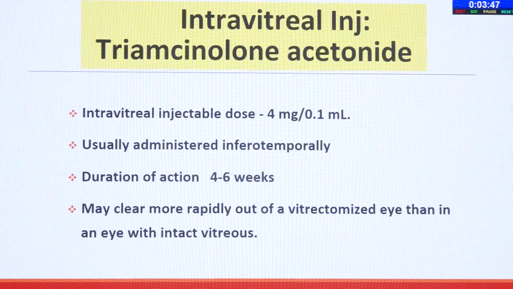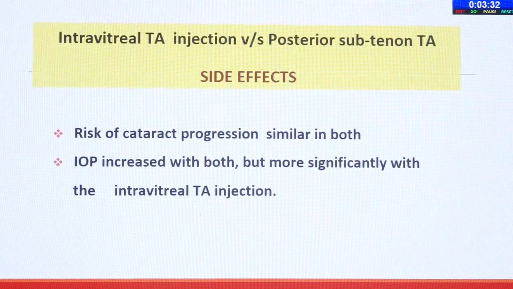So triamcinolone, coming to intravitreal injection, is 4 milligram in 0.1 ml, usually administered inferotemporally. Duration of action is 4 to 6 weeks, and it may clear more rapidly out of a vitrectomized eye than an eye with intact vitreous.